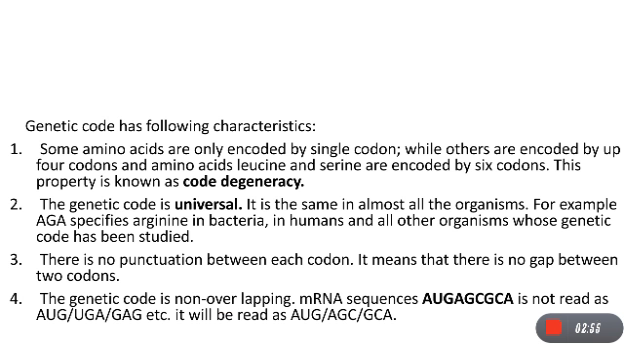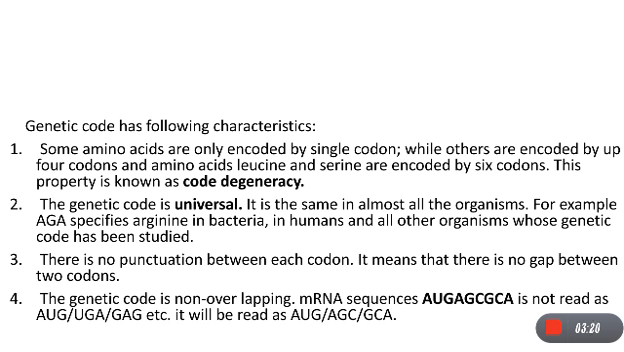Now we will discuss the characteristics of the genetic code. Some amino acids are encoded by only a single codon, while others are encoded by more than 4 codons, and the amino acids leucine and serine are encoded by 6 codons. This property is known as code degeneracy.